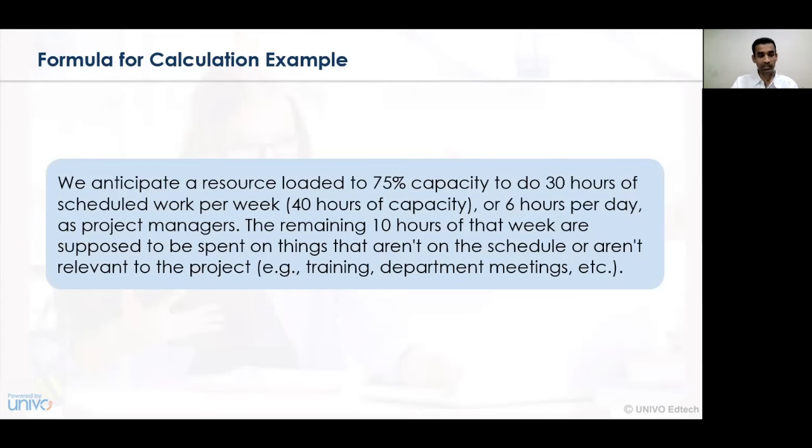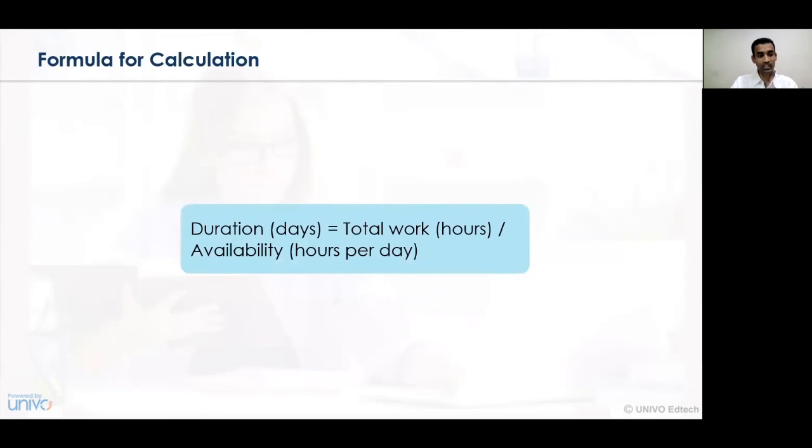And hence, with this consideration, the calculation moves with 75 to 30 and 100 to 40 and so on. So accordingly, whatever number of working hours have been spent or calculated, one has to identify the formula for calculation. So the formula for calculation will be the duration, that is the number of days of work undertaken, which is equal to the total working hours, whether it may be 30 hours, 40 hours, and so on, divided by the availability of hours per day.